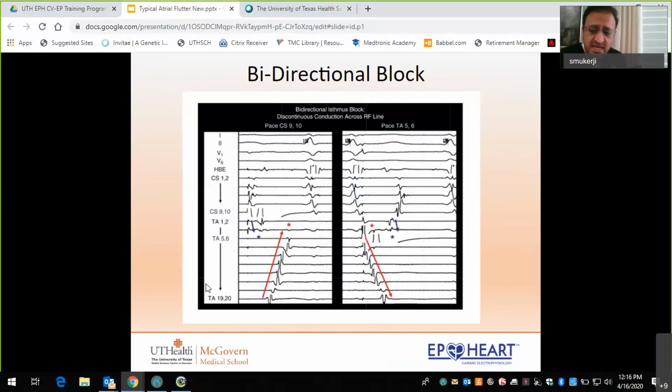You see, again, this is not an easy concept. So if you have any questions, please feel free to ask. But this is basically what I call the endpoints of ablation. And when I've achieved differential block and bidirectional block, I can say that my ablation is complete. And truth be told, I don't even do any more pacing maneuvers or try to reinduce because, like I said, by definition, ablation is complete, block is achieved, we're done. Any questions?